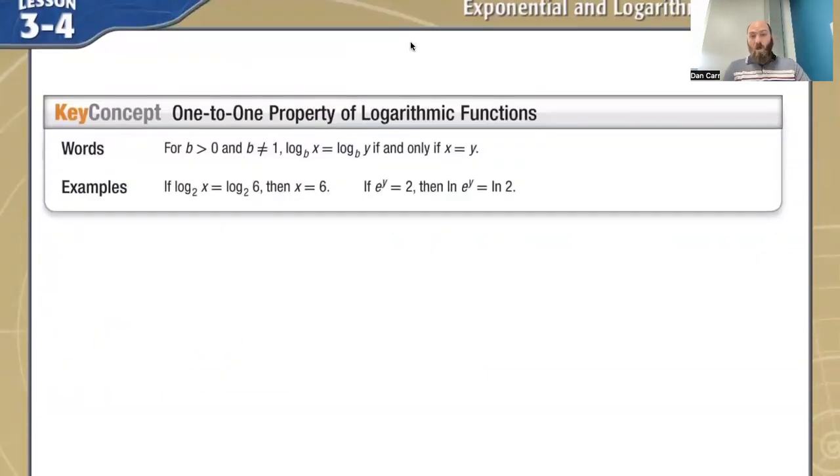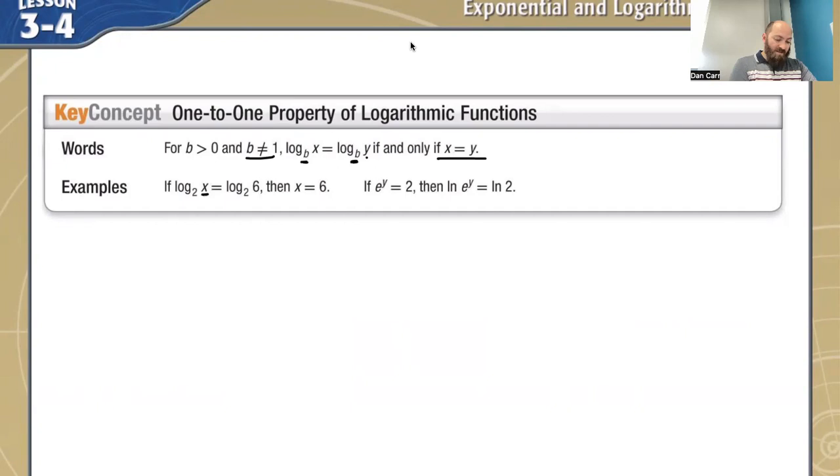All right. So, the one-to-one property. I've skated around this idea. The one-to-one property of logarithmic functions as well as exponential functions has to deal with this. If b is greater than 0 and b cannot equal 1, then log base b of x is equal to log base b of y if and only if x equals y.